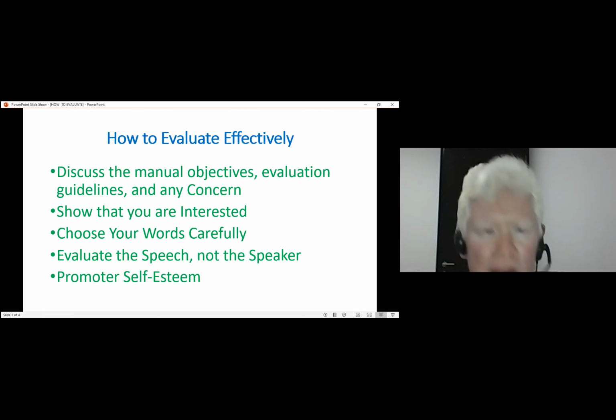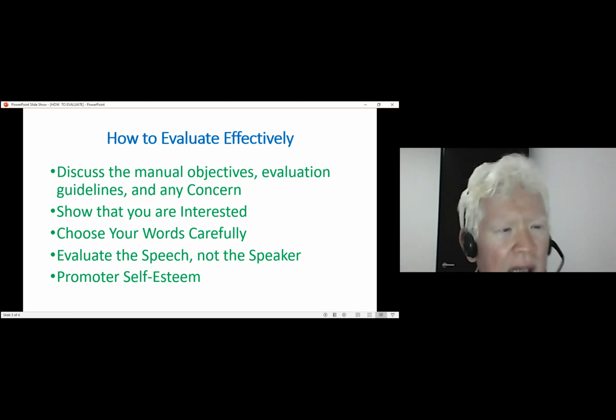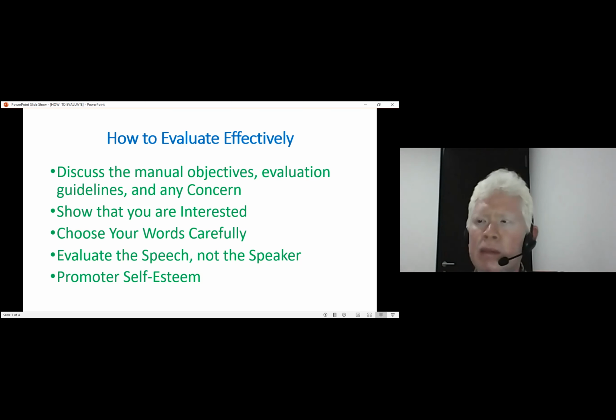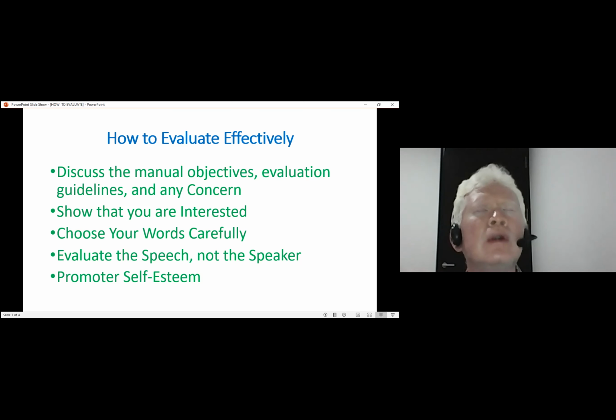We evaluate the speech. For example, whether his or her speech has a strong opening, whether it has a good speech organization, or whether it contains good body movement and vocal variety, and also promote self-esteem. Encourage them that they have done their best. However, there are so many areas to be improved, so I believe that next time you can do better and better. Keep trying, don't give up.